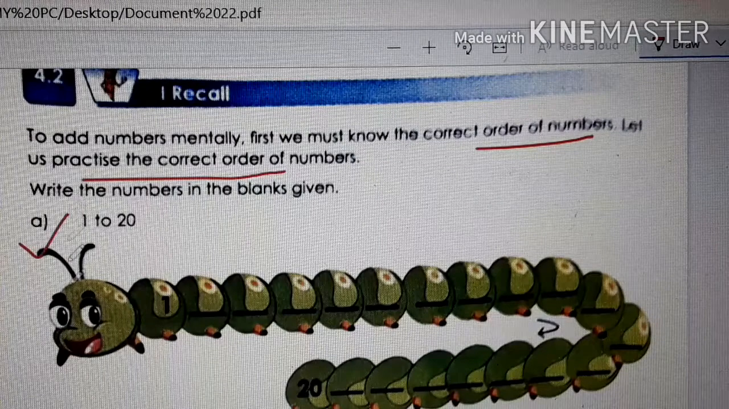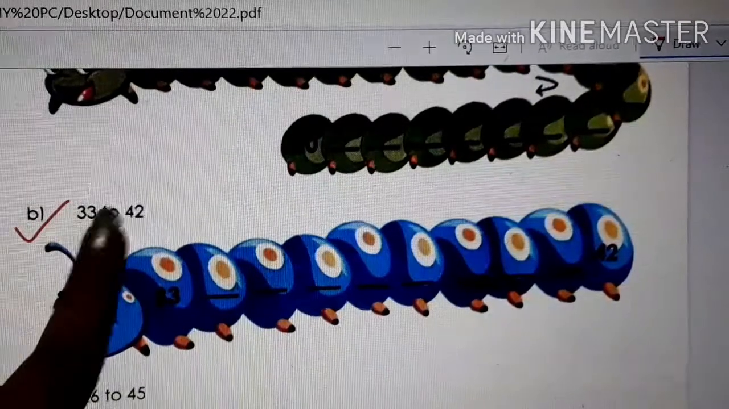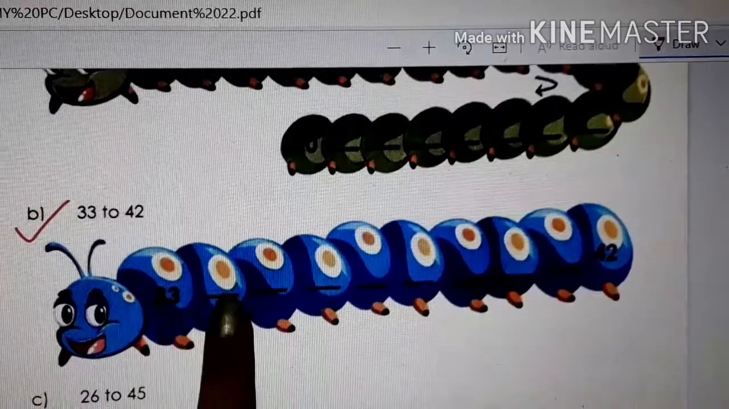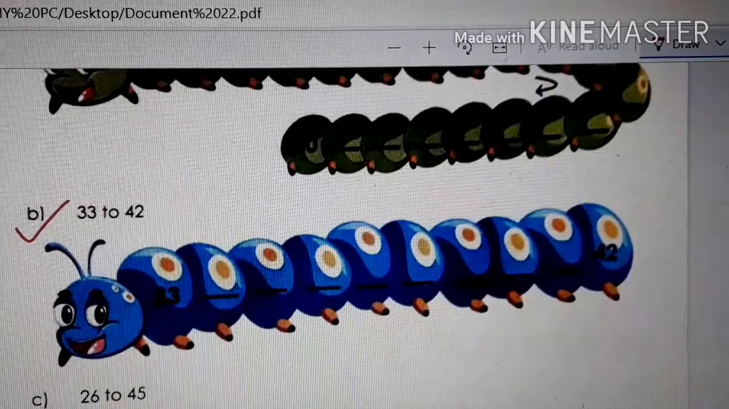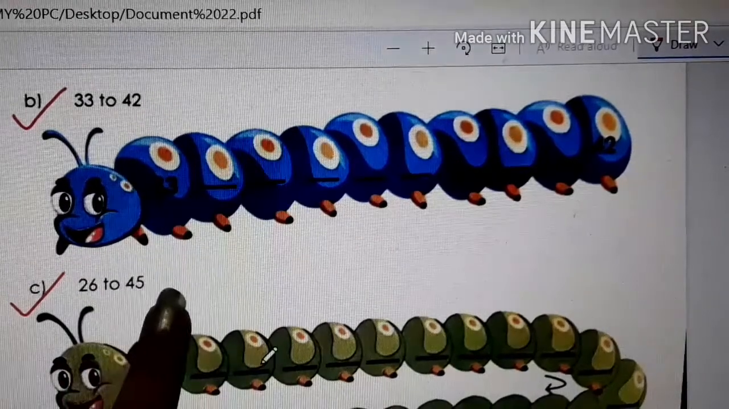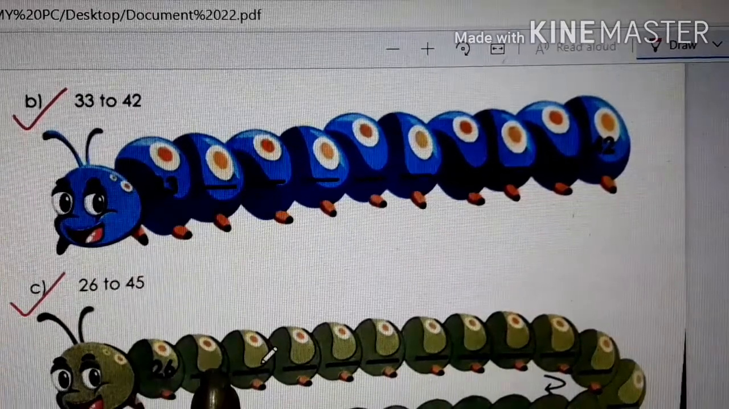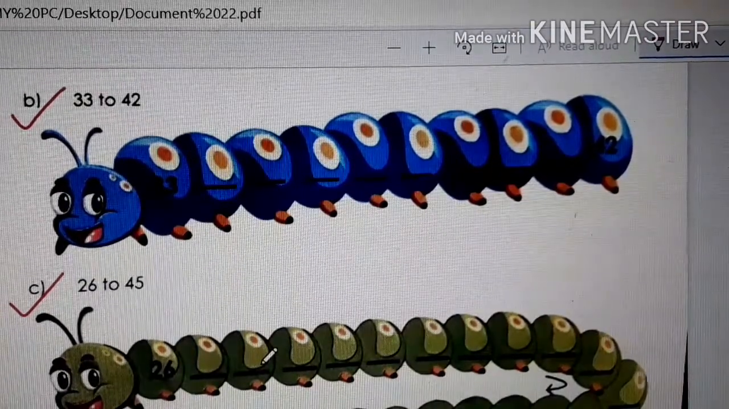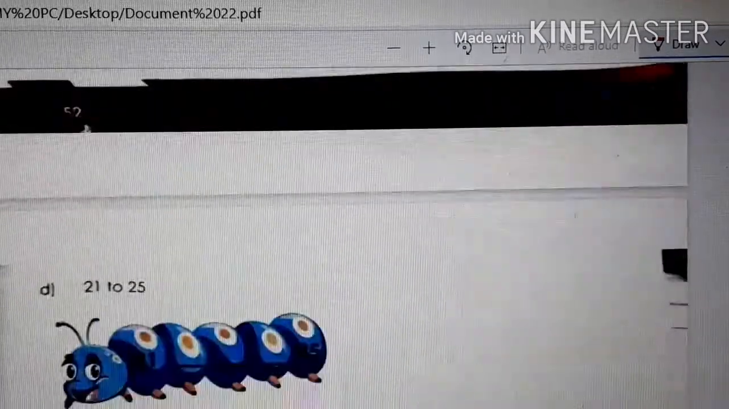You can do this in your book now. Then B also you can do. 33 to 42 you have to write in order. That is 33, 34, 35, 36, 37, 38. You will write up to 42. You can write down now. Then come to the next, C, 26 to 45. You are going to write in order starting from 26. What comes after 26? 27, 28, 29, 30, 31. This is how you will go on and write up to 45. This also you can do.